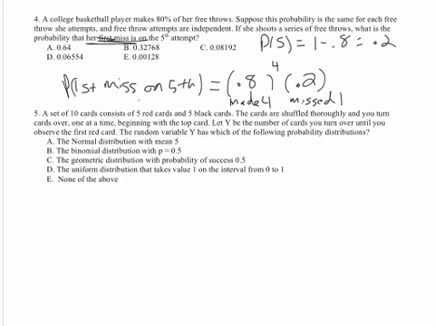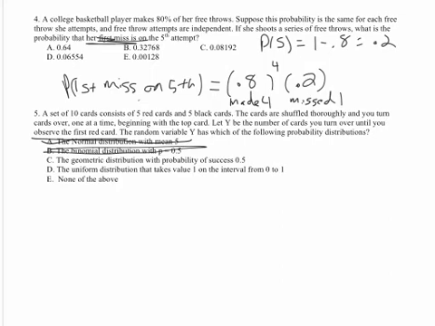A, the normal distribution, with mean 5. Nope, there's nothing here that would suggest normal. B, the binomial distribution with p equals 0.5. Well, we're flipping cards over until we get the first red card, so that's not binomial. C, the geometric distribution with probability of success 0.5.